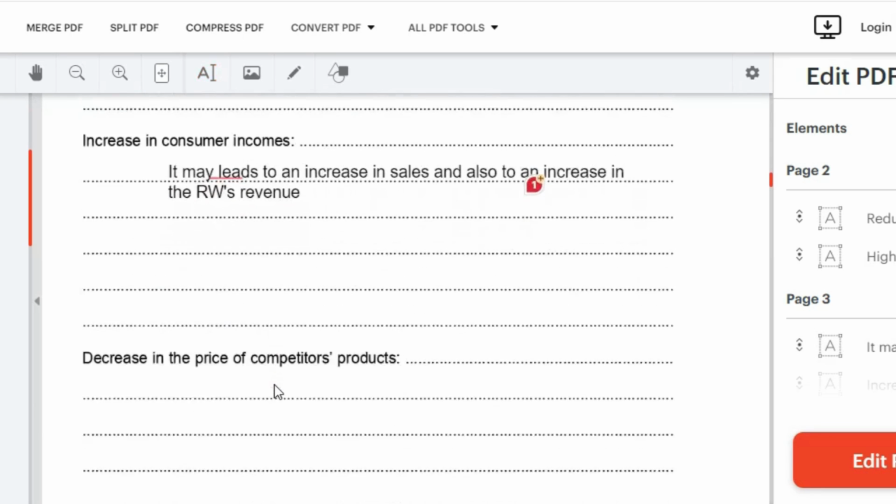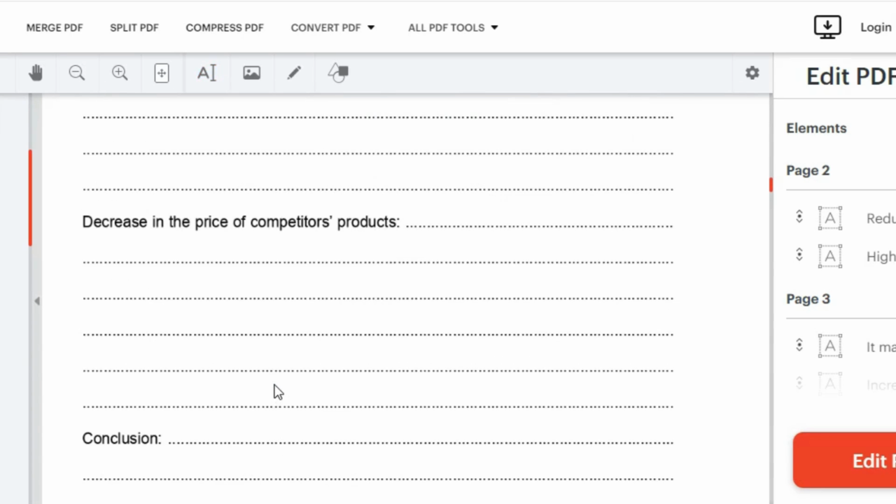Now the third one is decrease in the price of the competitors' product. Of course, the products of the company that is also selling the same product as ours. Now, how does this affect the company? Of course, a decrease in the price of the competitor's product may lead to decreased sales of RW's product, and as it is less price competitive, it will decrease revenue.